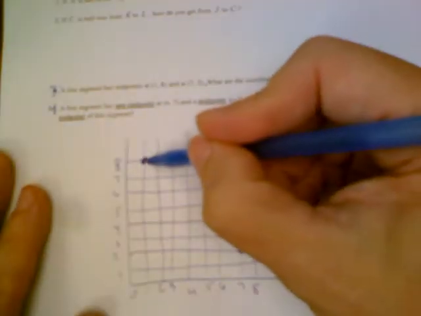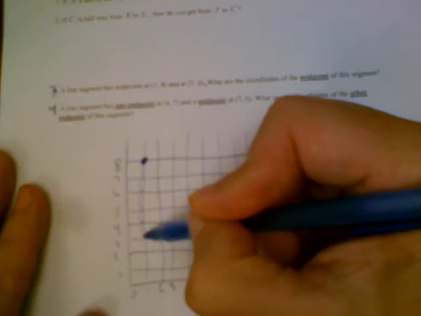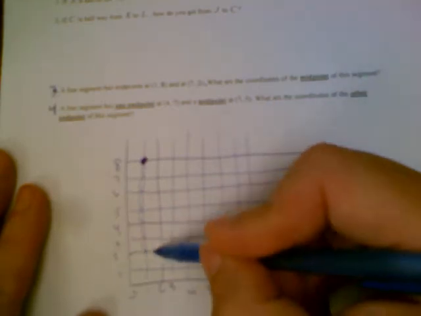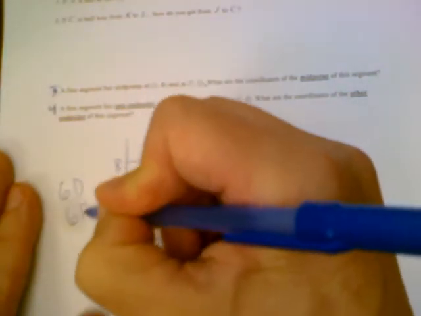(1, 8) is where one endpoint is, (7, 2) is where the other endpoint is, and then do this problem just like you did on Friday. From here to there, we want to find the midpoint. Count how far it is. 1, 2, 3, 4, 5, 6 down, and 1, 2, 3, 4, 5, 6 to the right. So instead of going 6 down and 6 to the right, we'll only go halfway. 3 down and 3 to the right.